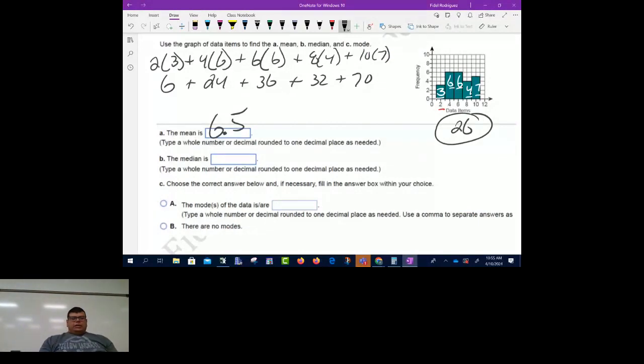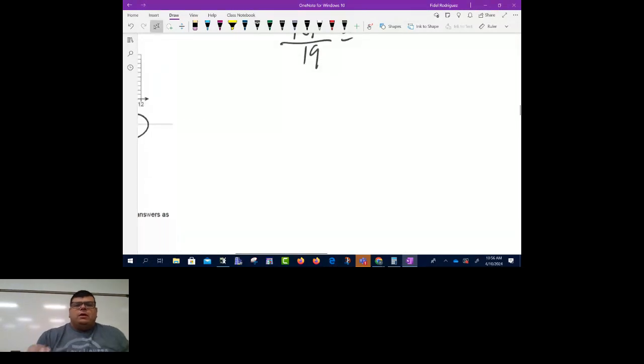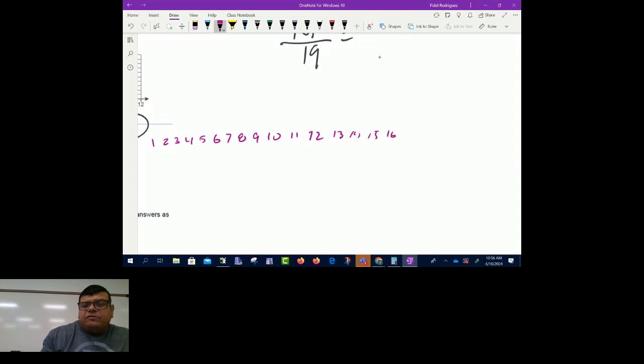All right, let's think about what our median would be. Remember how many numbers we have? We got 26 numbers. I'm going to write this out: 1, 2, 3, 4, 5, 6, 7, 8, 9, 10, 11, 12, 13, 14, 15, 16, 17, 18, 19, 20, 21, 22, 23, 24, 25, one more, 26. Let's start thinking about where our median would be, just scratching, going one at a time.